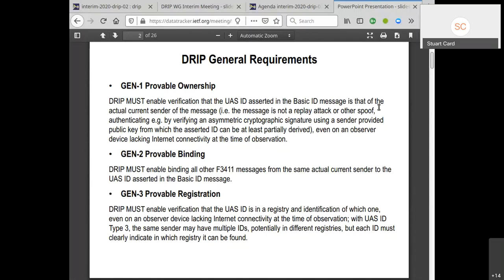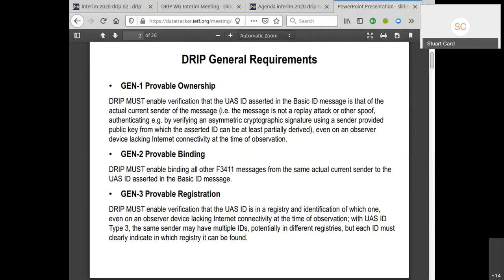By provable ownership, we mean that for the ID that is asserted, the prover needs to prove that they are in possession of the private key associated with that ID. Provable binding just means, well, there's more than just the identity claim message, the so-called basic ID message in the ASTM standard. There's messages about where am I, in what direction am I going, and how fast, and we want to bind all those other messages to the ID.